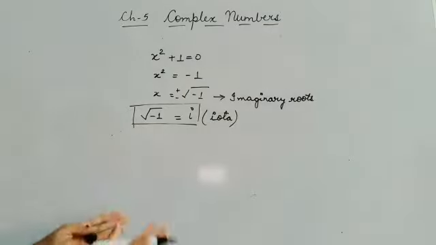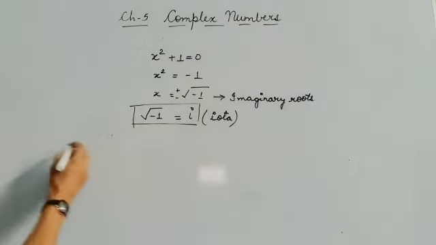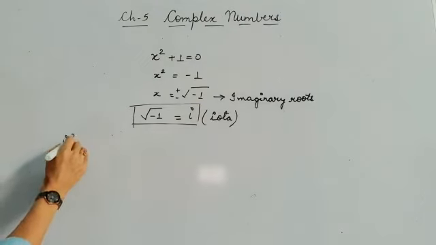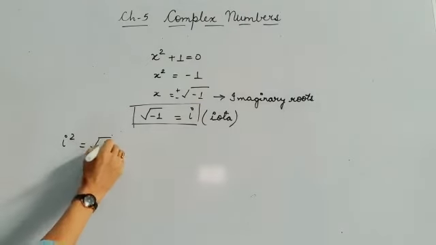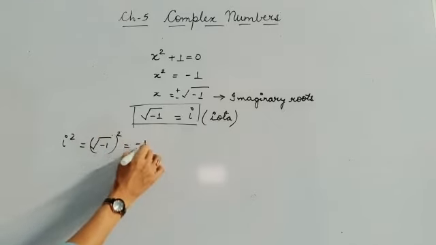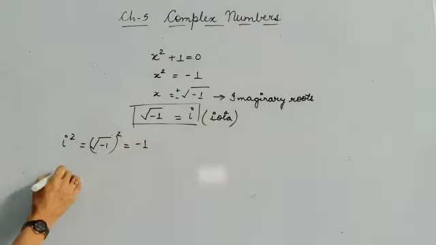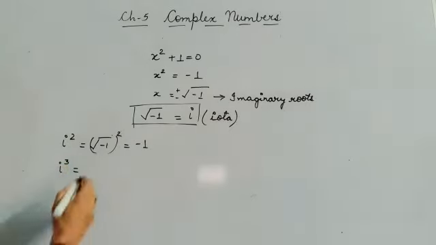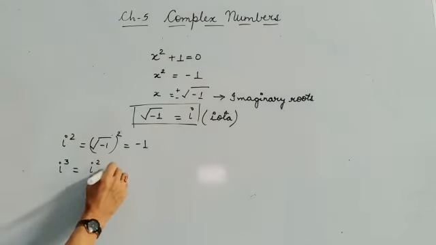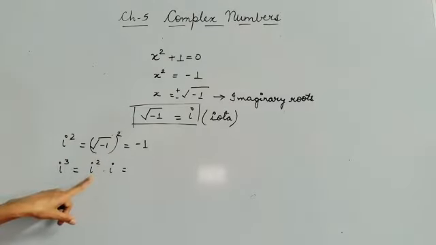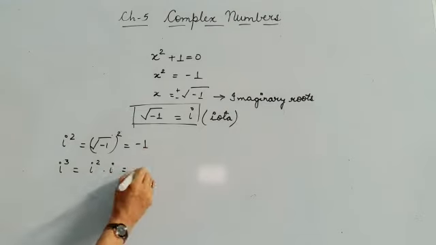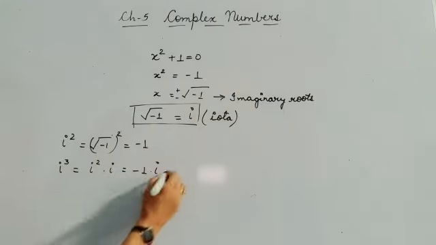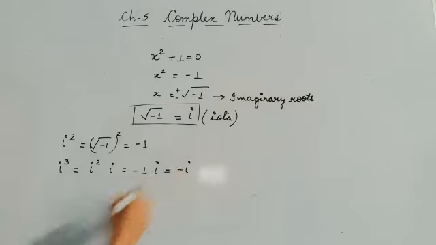Then what we can tell about the powers of iota. Children, if you want to find out iota square, then simply you need to square it and you will get minus 1. If you want to find out iota cube, whenever you get an odd power, you always split one iota out of it. So it will be iota square into iota. Now you know the value of iota square is minus 1. So minus 1 and this iota as it is, so I will get minus iota.